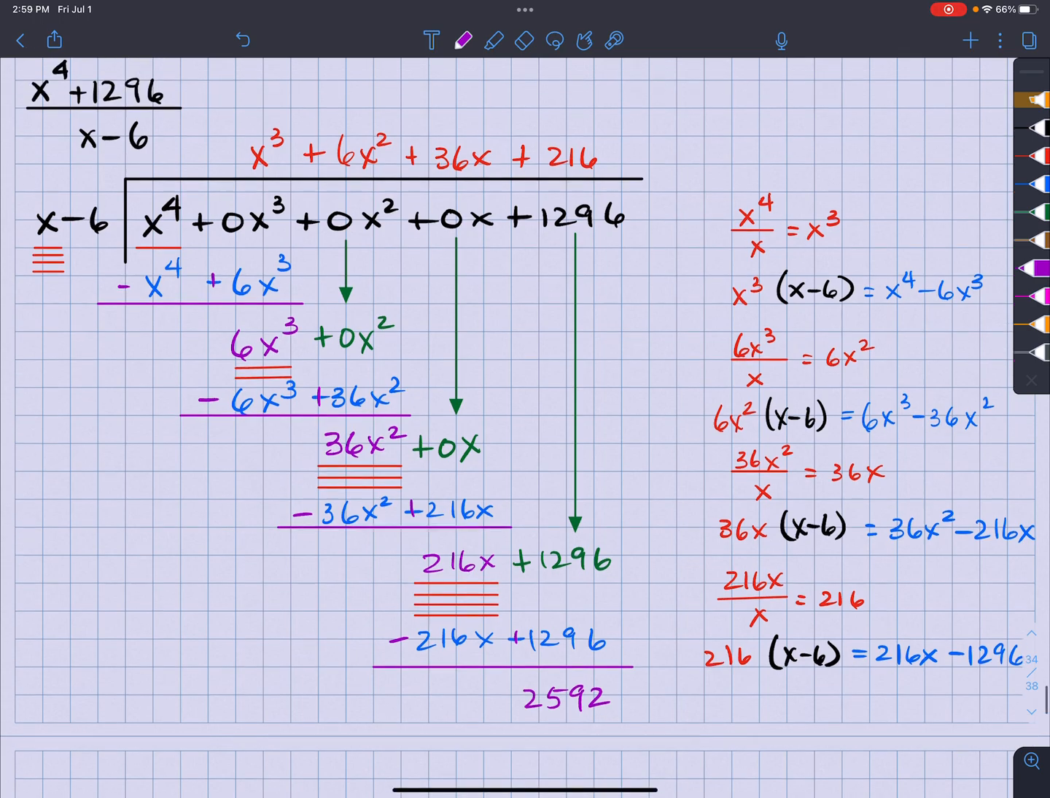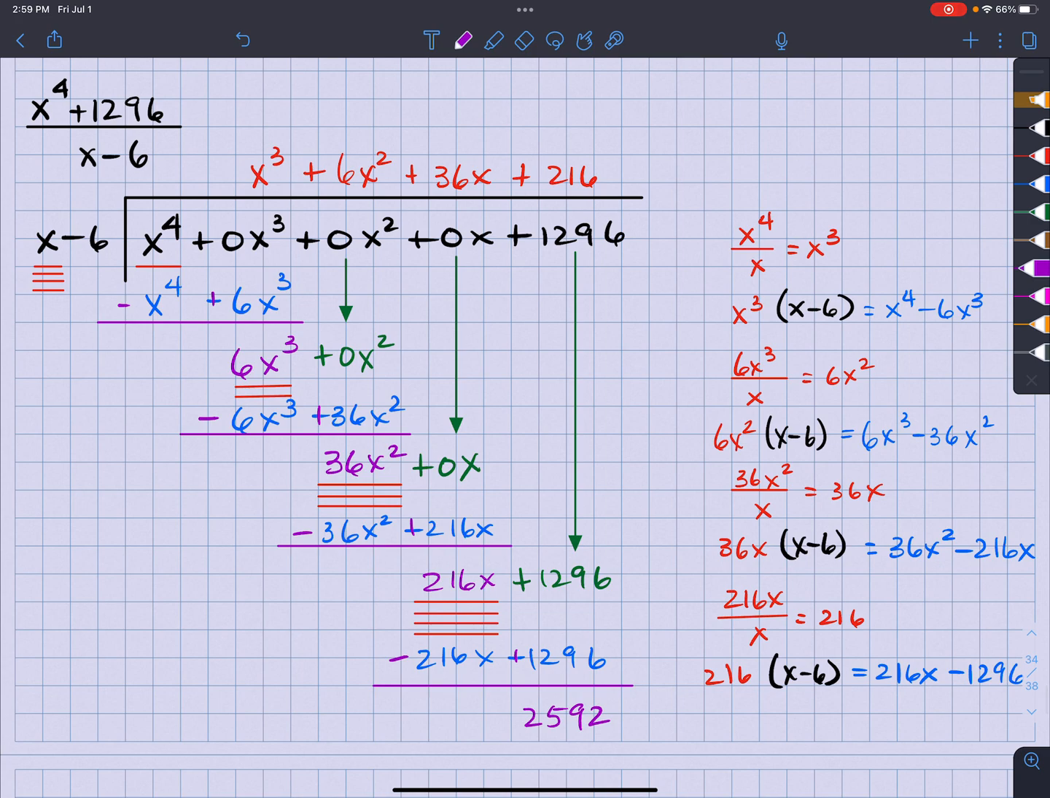So my answer, the 2592, will come up. Since that's positive, it's going to be plus this fraction of the 2592 that's remaining over the x minus 6. And that, ladies and gentlemen, is going to be choice C.